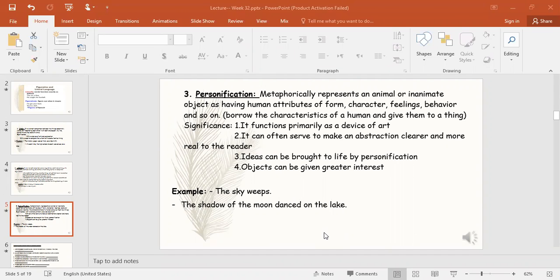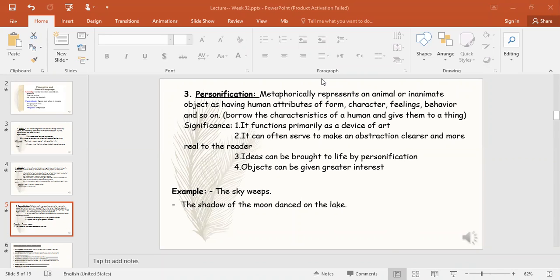Let's see the second example. The shadow of the moon danced on the lake. Who can explain this? The light of the moon. It reflected on the lake, on the water. I don't want you to explain it this way, miss. Please explain it by raising your hands.